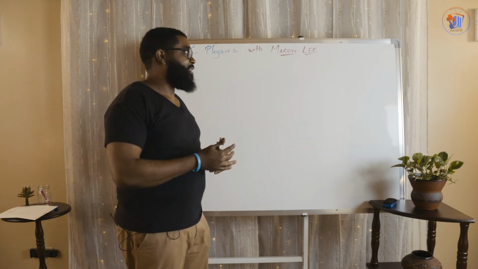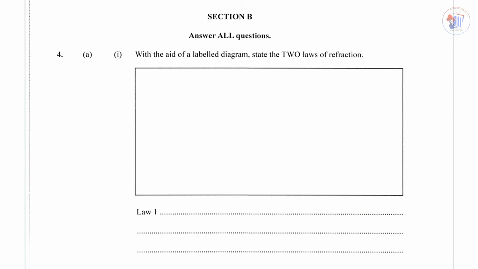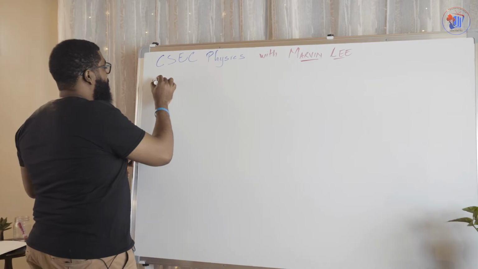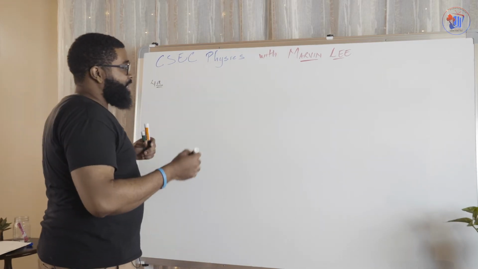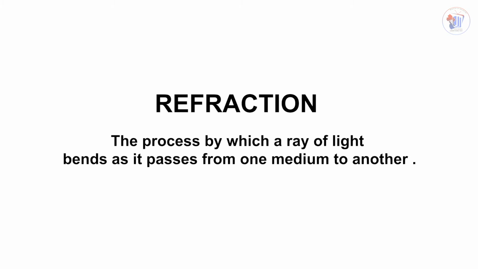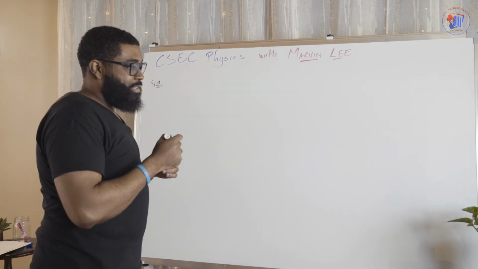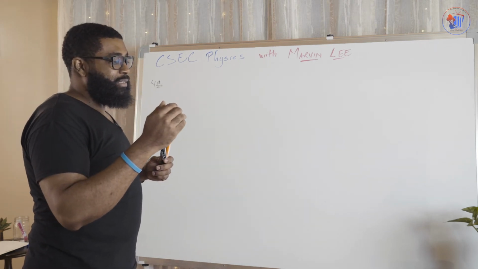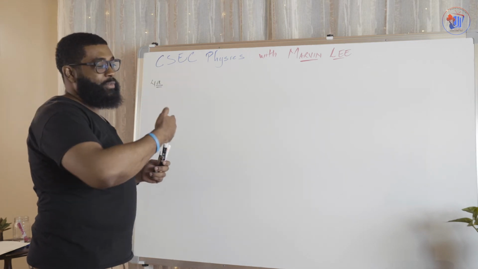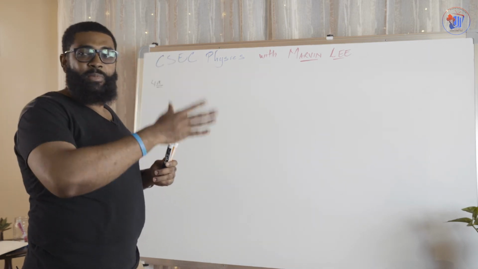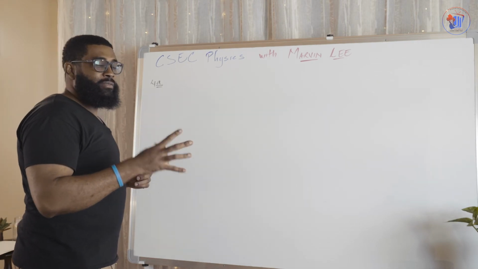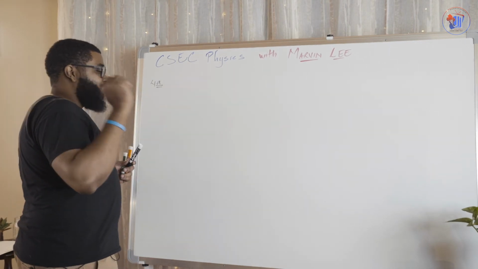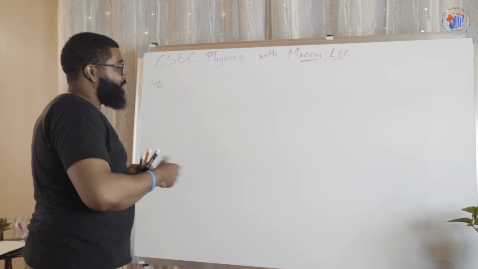Question 4, part A says, with the aid of a diagram, state the 2 laws of refraction. Now, refraction is simply the process by which a ray of light bends as it passes from one medium to another. That's what happens, light bends. If you've ever stuck a pencil in a glass or tried to look at an aquarium from the side, you'd see that the objects, especially if you're looking at the aquarium not from the straight side but from the corner, look a little weird in terms of where they're positioned. That's because light bends as it travels from air through glass and into water.